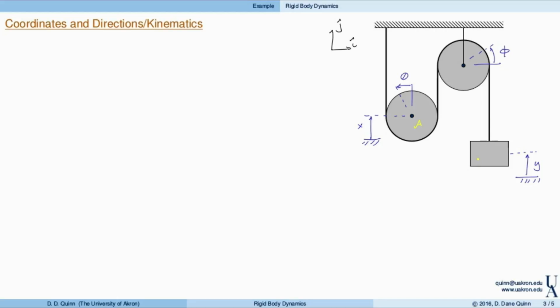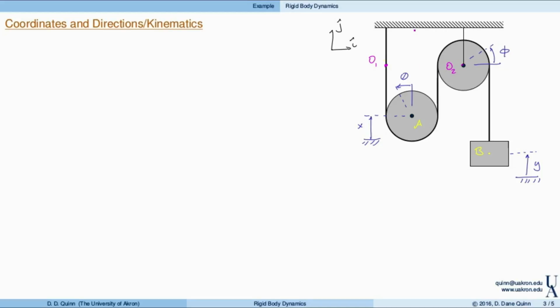B will be a point on the block. Then we'll also measure a point here on this cable as O1, and then the center of this pulley will be O2. Notice that I'm using O to denote points that are fixed in the ground.